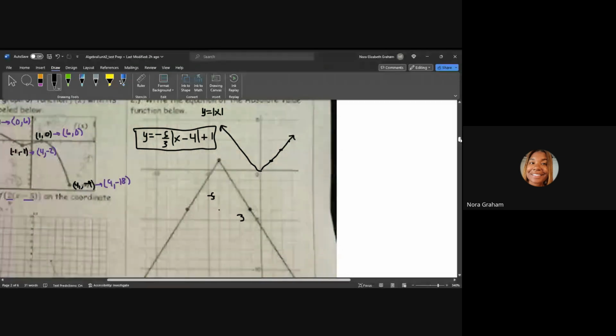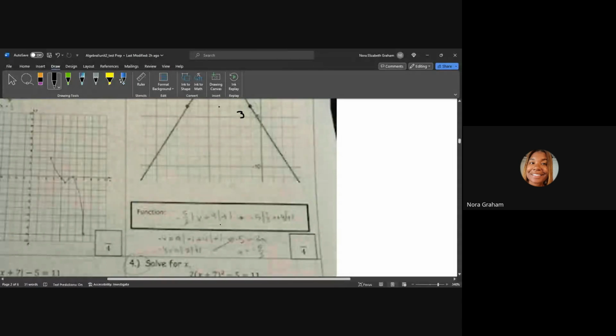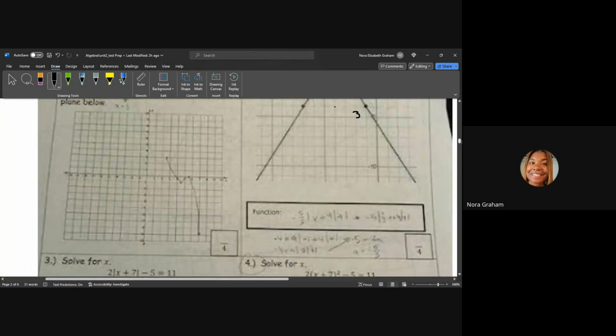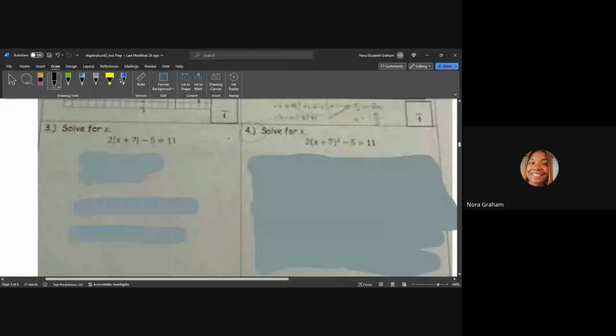Right, and as you see, this student right here, my 2D, she did a good job. Wrote her answer out right here. So let's go ahead to number 3. For number 3, they're asking us to solve for x.